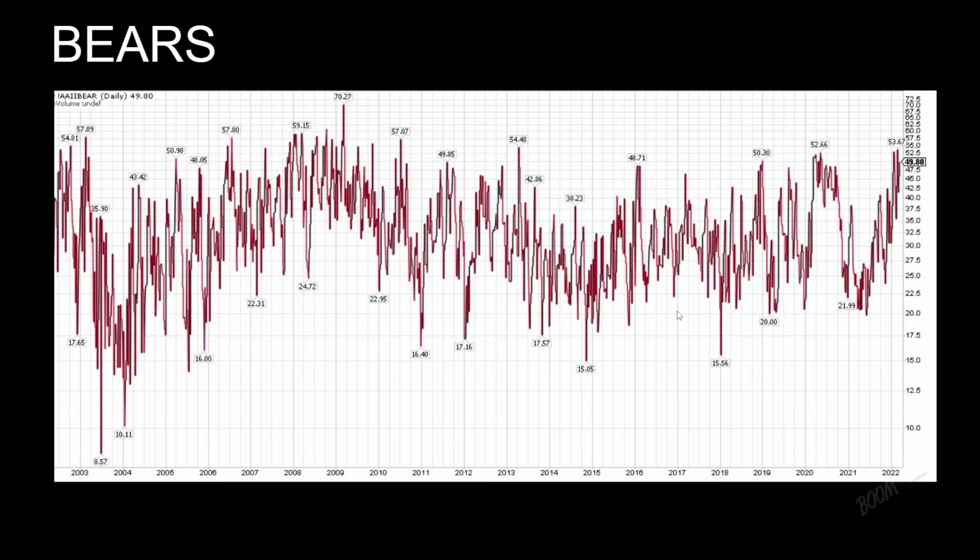Speaking the exact same language, the bears are still very high. 49.80, it's basically 50. So 50% of all the investors interviewed by the American Association of Individual Investors are saying they are bearish. So this is a very high reading, and usually a reading that cannot be sustained for a long time. So we might actually be seeing a really bottoming out situation here in the market.